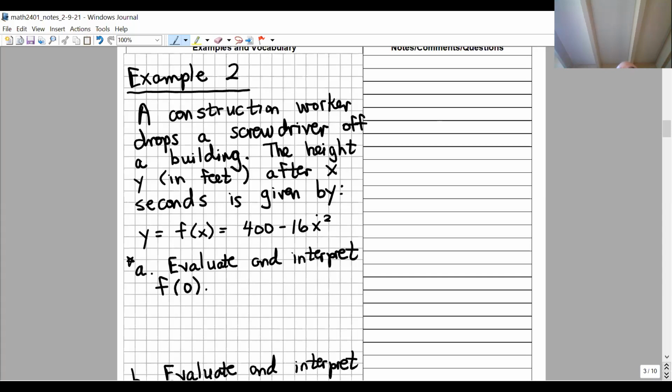So this function, which is very easy to derive, will give the height of the screwdriver a given number of seconds after it was dropped. Formulas like this one have been known for a long time to physicists since the time of Galileo, who studied falling objects and the height of falling objects. So we want to think about this particular situation. We've got a screwdriver that's dropping.